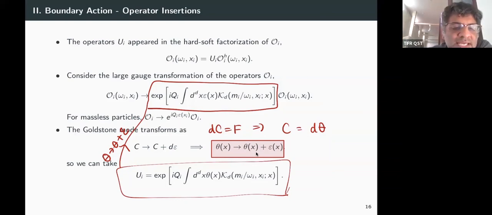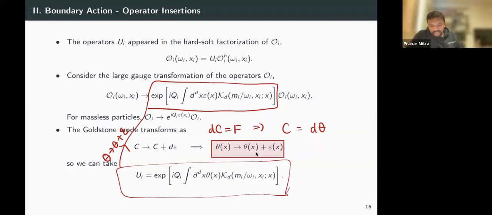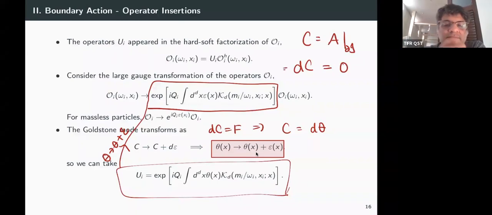Sorry, so theta was the gauge parameter as a function of x? No, theta is just the gauge field on the boundary. So here I've shown you, so let me write down everything. C is the gauge field on the boundary of Scri. It's the soft mode. But we know in the absence of magnetic charges that dC is equal to 0, F is equal to 0 on the boundary.